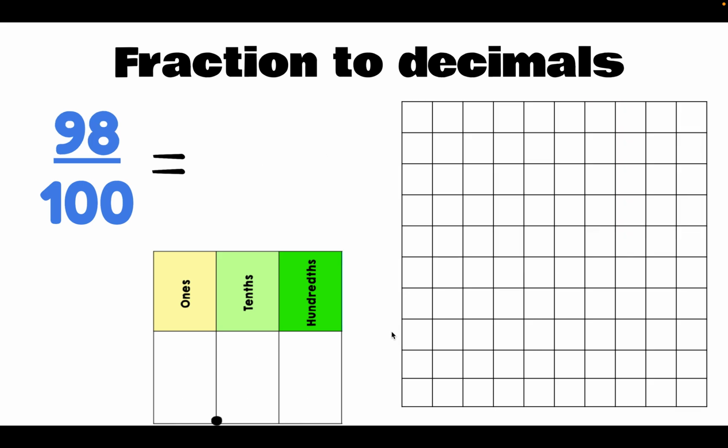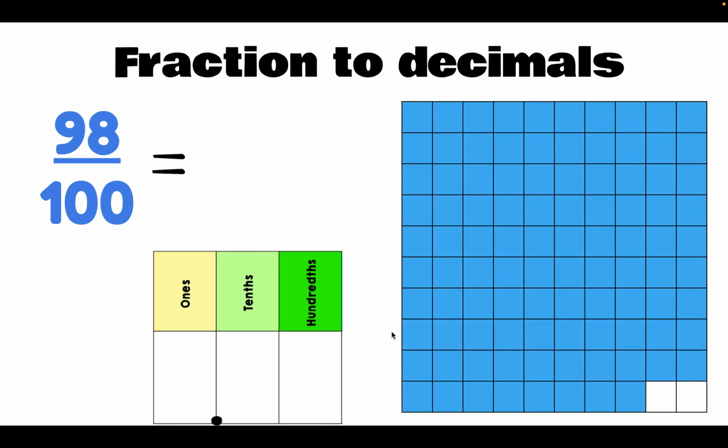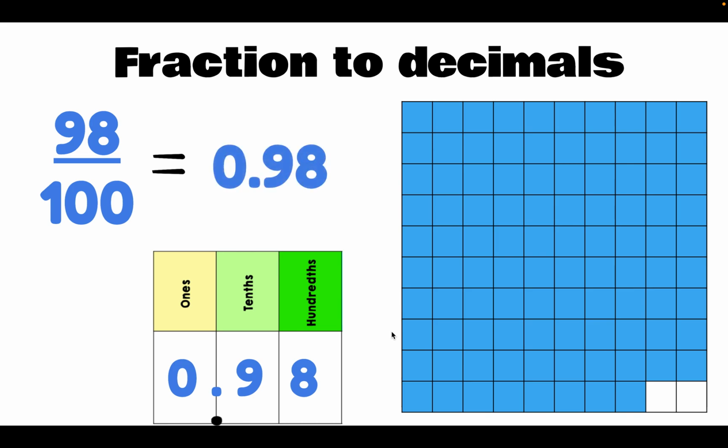Now we have 98 hundredths. And again, our grid's divided into 100, so we're going to shade in 98 of them. In our place value chart, we can write 0 ones because we don't have any ones. We have 9 whole tenths, 9 rows, and then we have 8 hundredths shaded in. So our decimal would look like this, 98 hundredths.